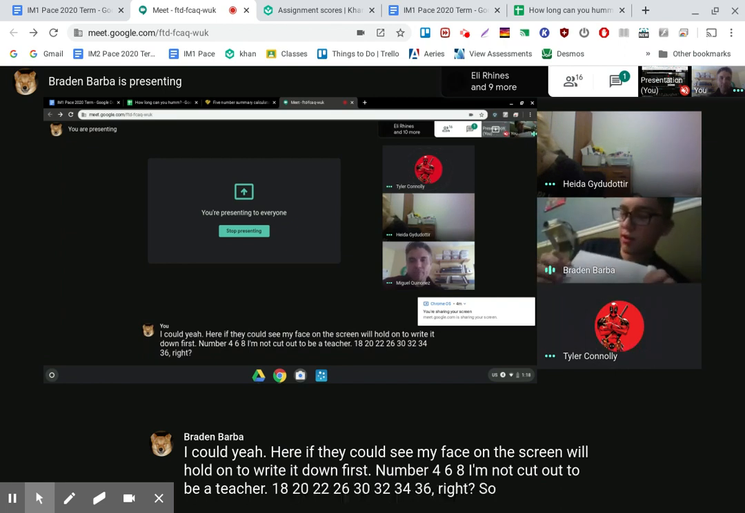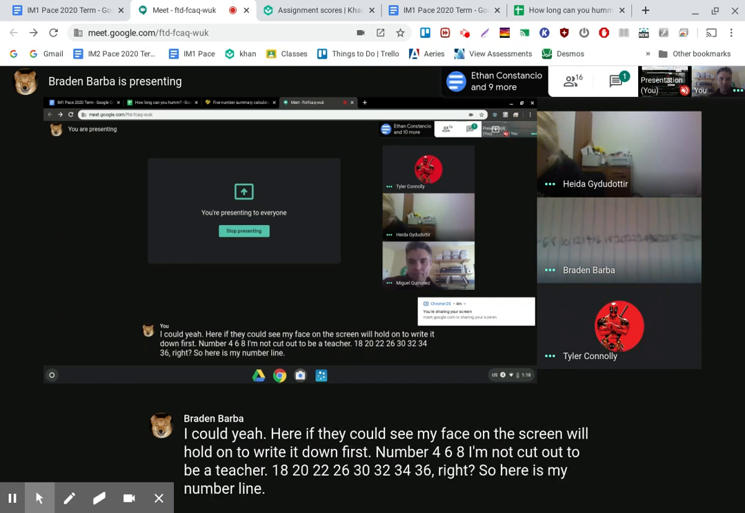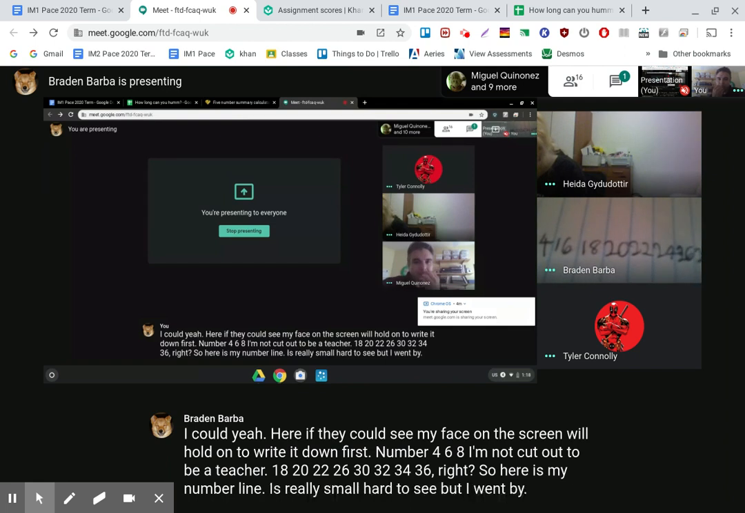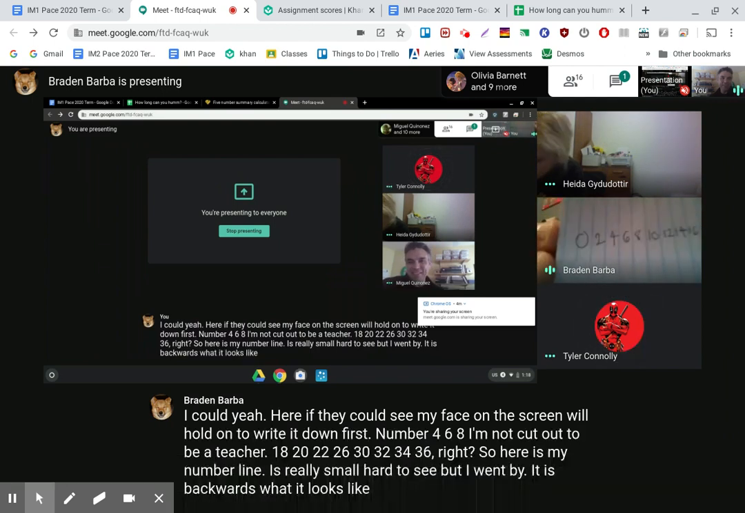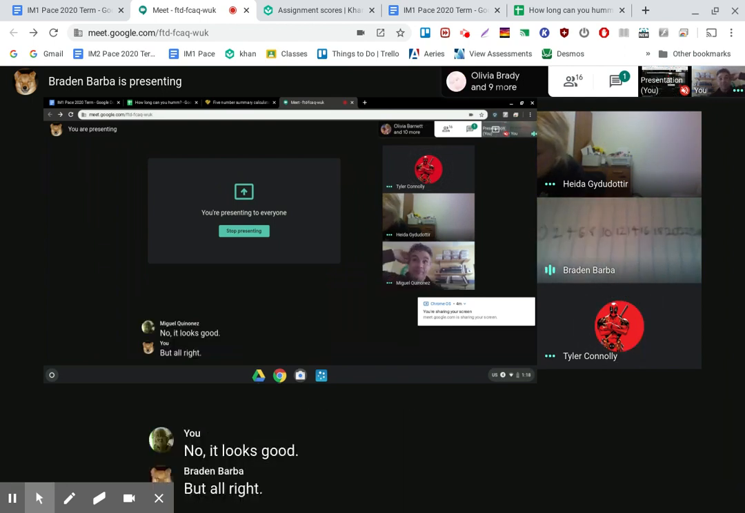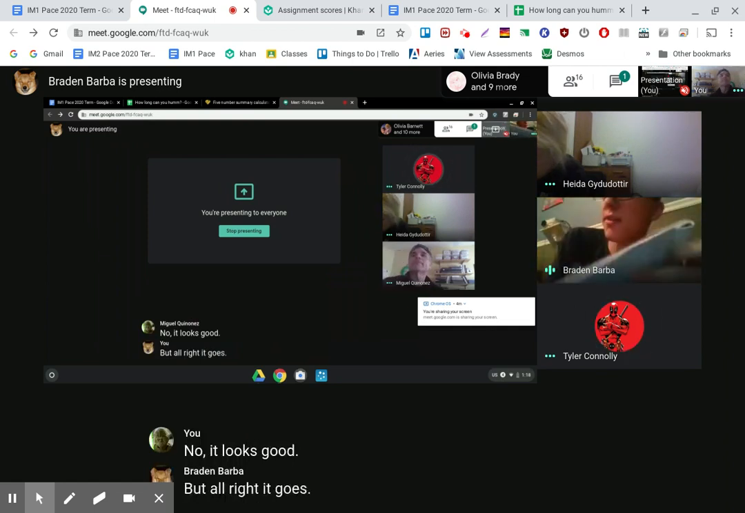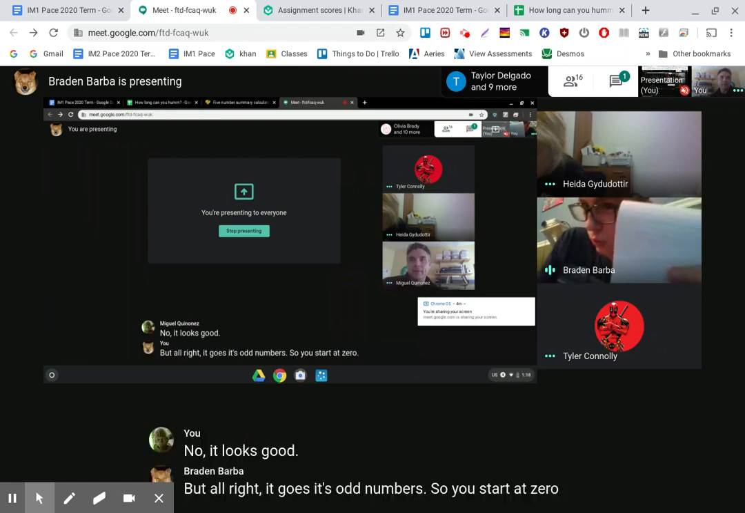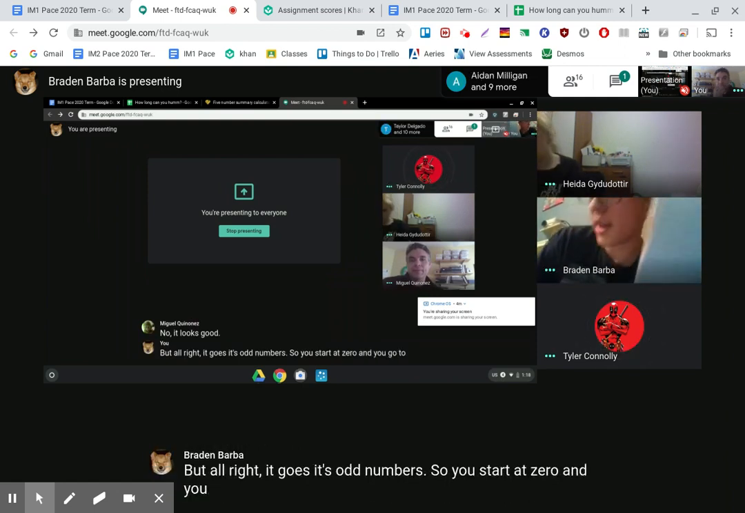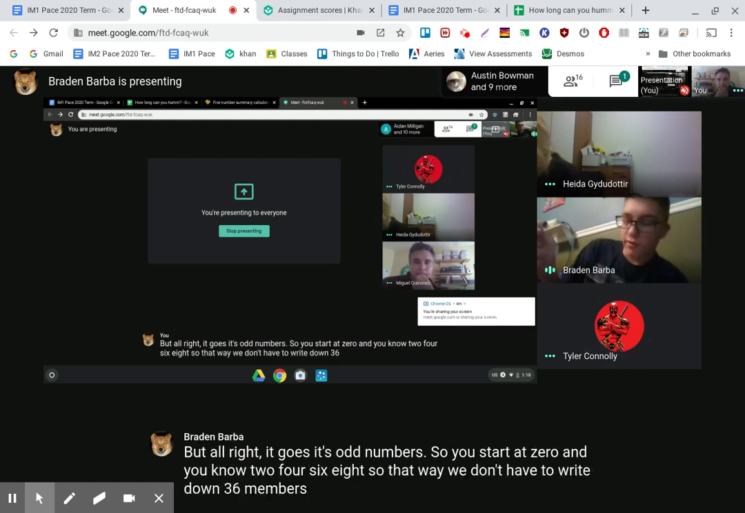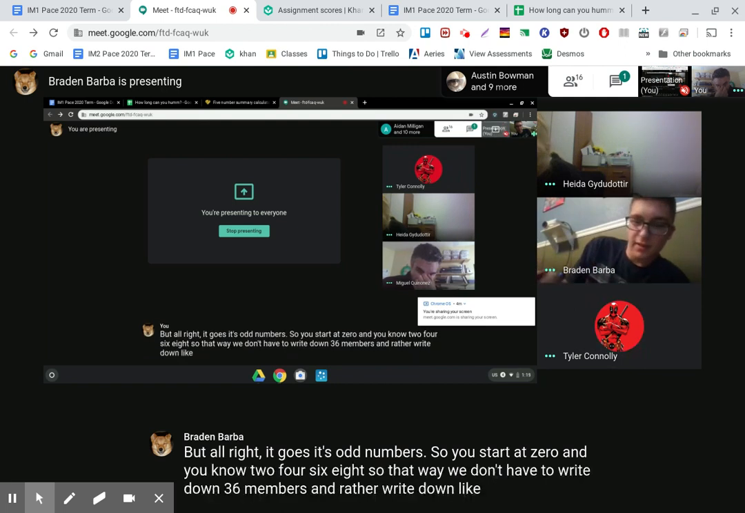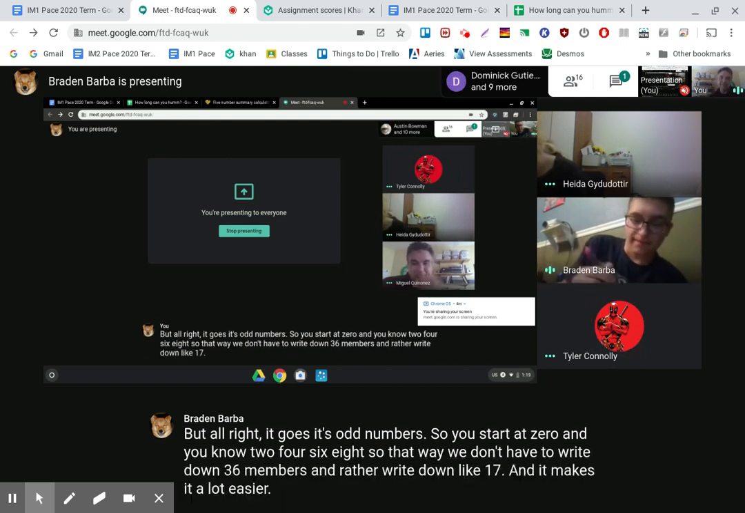So here is my number line. It's really small, hard to see. It goes by even numbers. So you start at 0, and you go 2, 4, 6, 8. That way we don't have to write down 36 numbers, and rather write down like 17. And it makes it a lot easier. So who knows what we do next?